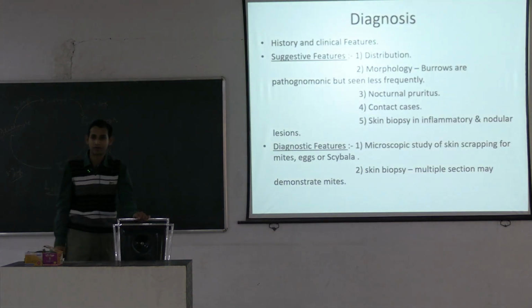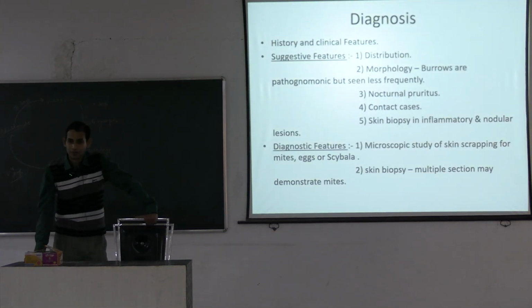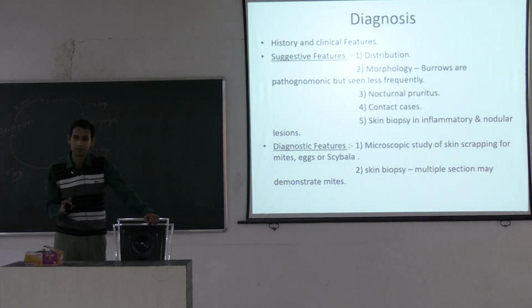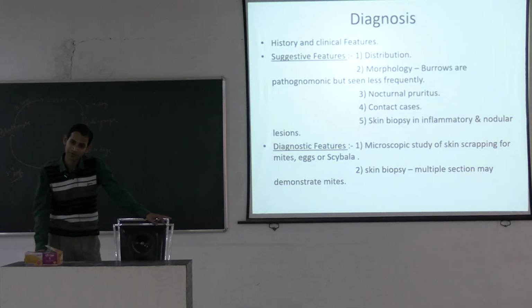Now, coming to the diagnosis, how is it diagnosed? Mostly it is diagnosed by the history and clinical examination. The two most important things of the history: number one is the pruritus, which is exacerbated at night, that means nocturnal itching or nocturnal pruritus. Number two is whether other family members are affected or not, that is the pruritus among the household members or the family members. These are two important aspects of the history.